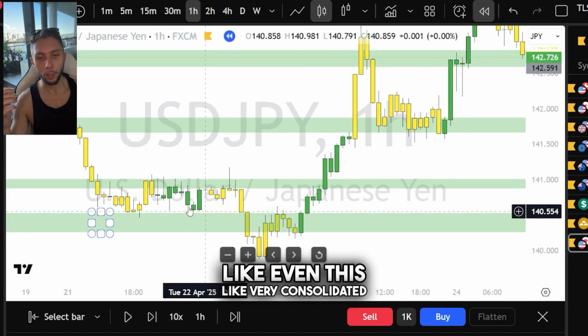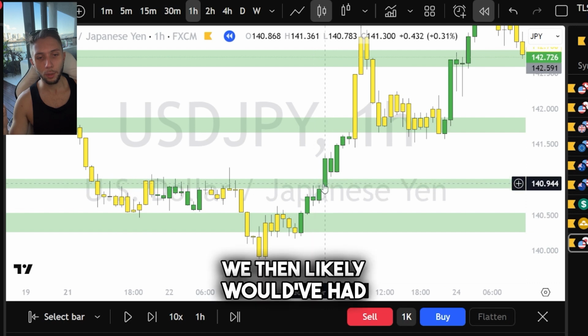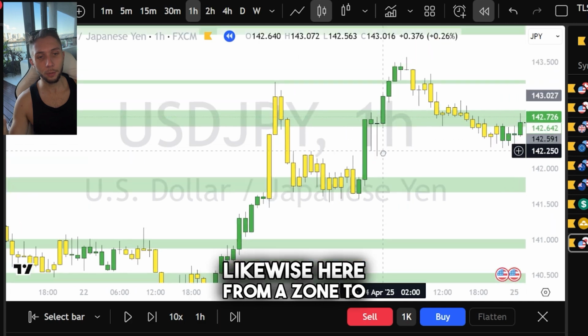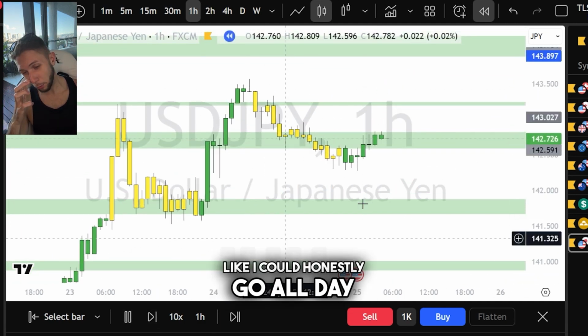Even where it consolidated, it created these two zones. We used this one to go up until here. We then likely would have had another pattern to go up to this zone here. Likewise here, from a zone to a zone that we already had, zone to a zone that we already had. I could honestly go all day.